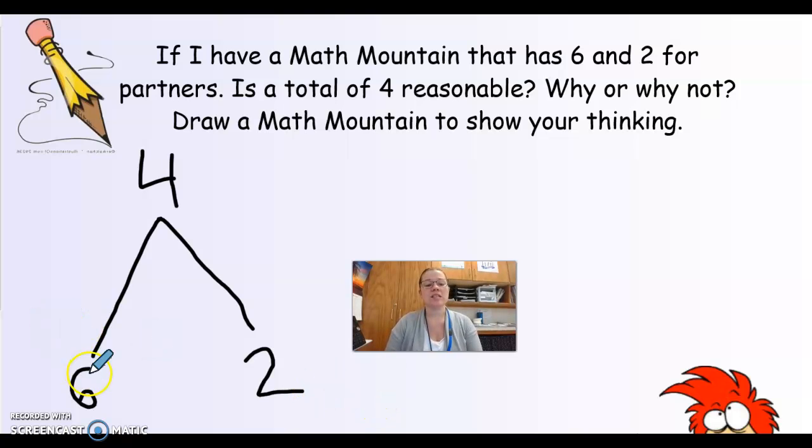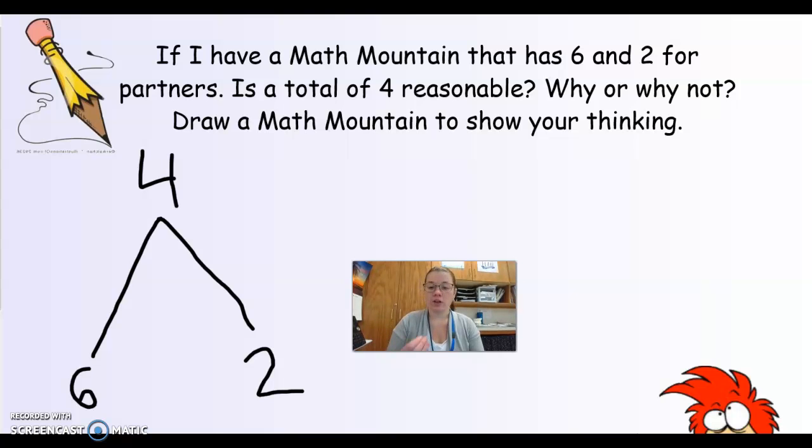I can see it has 6 and 2 as partners. Is a total of 4 reasonable? So remember, the total always goes at the top. So if you have 6 plus 2, does that give you 4? No, it doesn't. And I want to point something out to you, something you might already see. The total can't have a partner that's bigger, right? So 6 actually would be the total and 4 would be the partner. Okay?